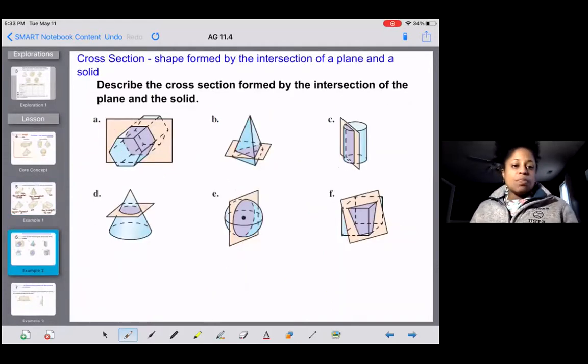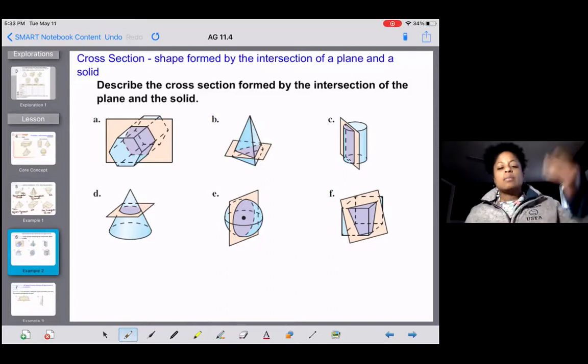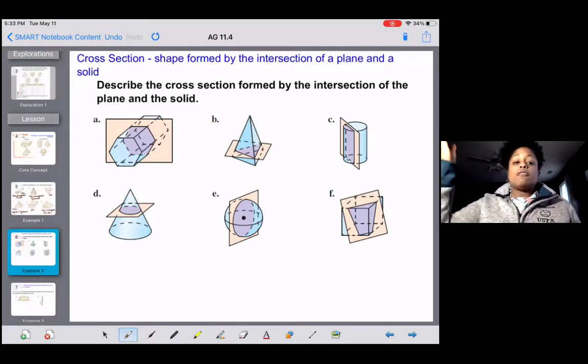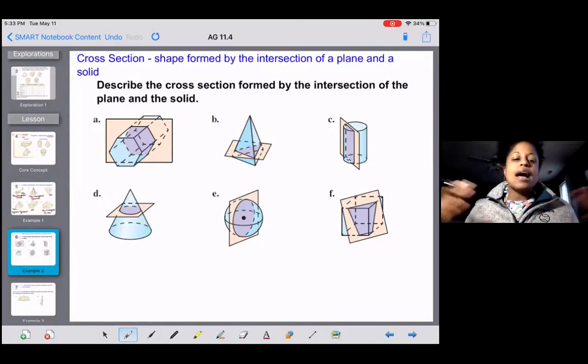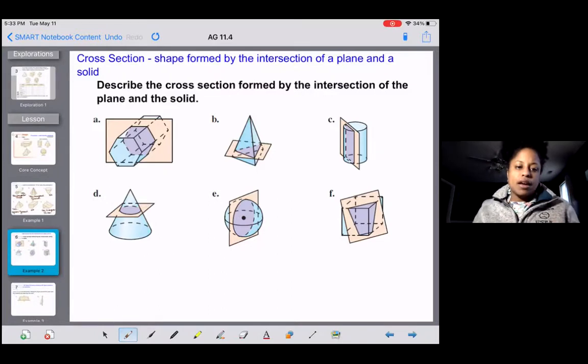All right, here's the next part. Cross section: the shape formed by the intersection of a plane and a solid. In other words, if you cut it in the middle, what's it going to look like? Or it might not even be in the middle. It might be somewhere else. But if you cut it where it indicates you would cut it, what kind of plane figure are you going to have? That is a flat 2D figure as opposed to the 3D figure.